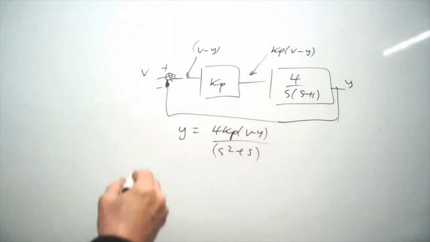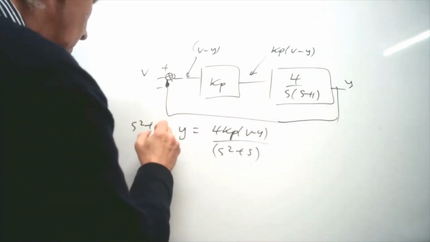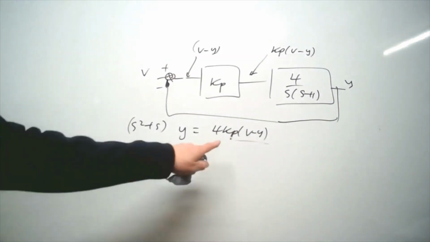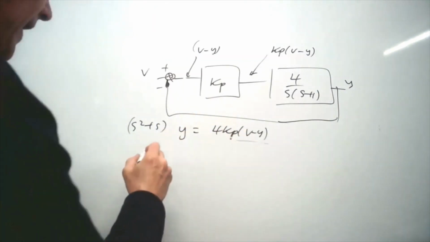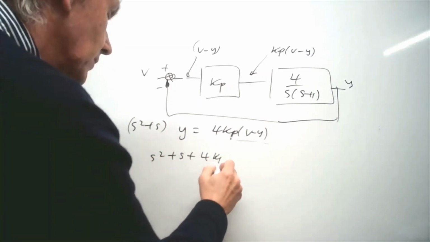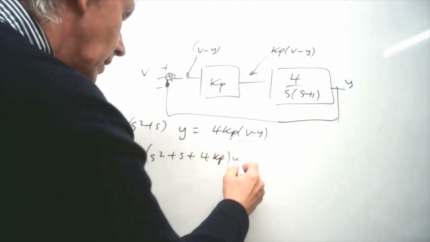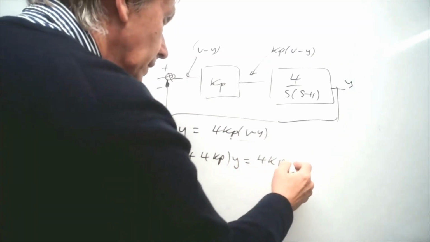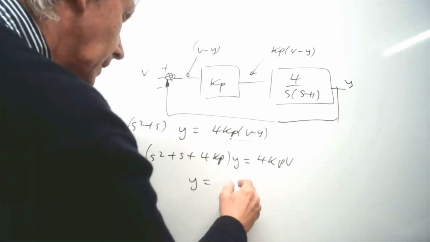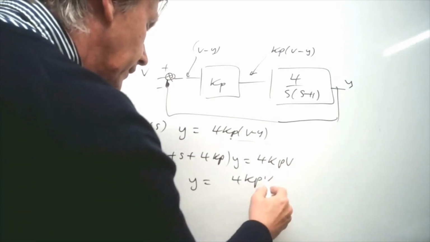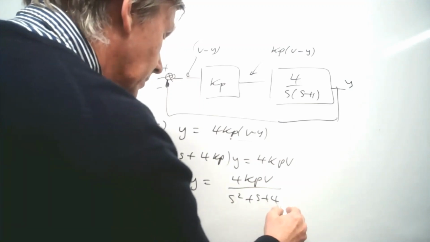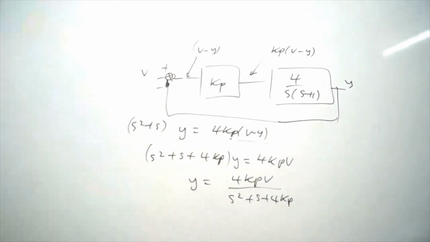I can move this term up here, so I get s squared plus s is equal to that, and then I can move the Y over as well, so I get s squared plus s plus 4KP times Y equals 4KPV, and I can write this as Y is 4KPV over s squared plus s plus 4KP.